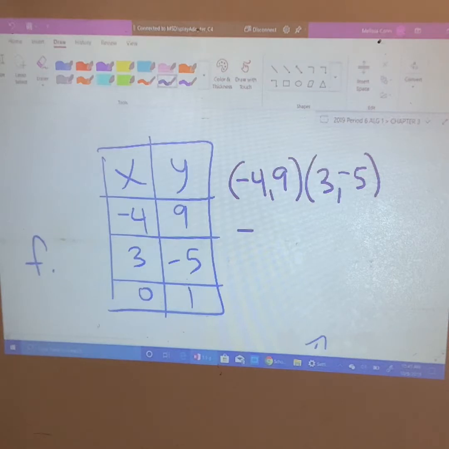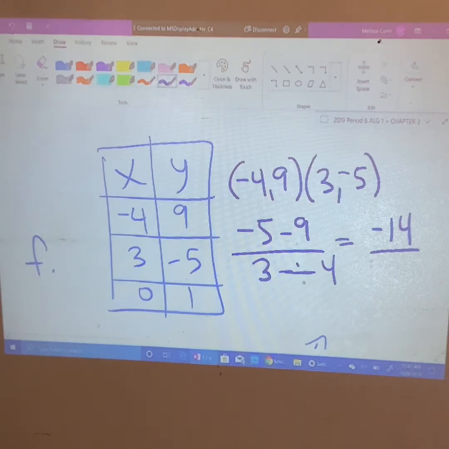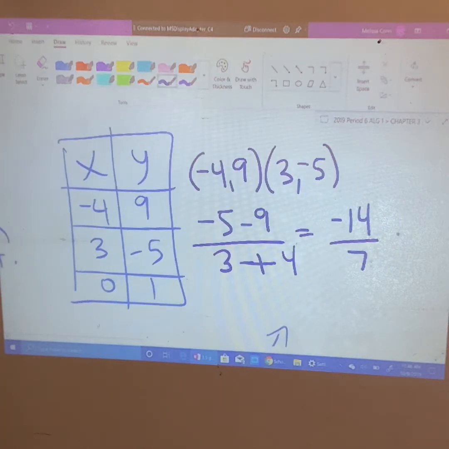We're going to go negative 5 minus 9. That's y2 minus y1. And then I'm going to go 3 minus negative 4. Negative 5 minus 9 is negative 14. On the bottom we have a double negative, which really makes it a positive, so I'm going to switch it to a positive 7, and I'm going to simplify. Negative 14 over 7 becomes negative 2 over 1, or the slope is negative 2, but if I want to write it like a rise over run, I'll keep it a ratio, negative 2 over 1. This line is heading downward. It is negative because my final answer was negative.